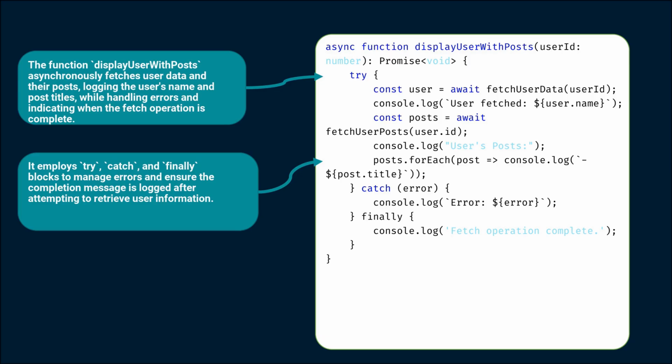After the posts are retrieved, their titles are printed in a formatted manner within a loop. Error handling is an essential aspect of this function, achieved with the catch block. Any error encountered during the promise resolutions will trigger this block, allowing us to log a useful error message. Finally, irrespective of the outcome, we have a finally block that ensures a completion message is logged, signifying the end of the fetch operation. This combination of try, catch, and finally not only enhances readability, but also provides a structured approach to managing asynchronous tasks.